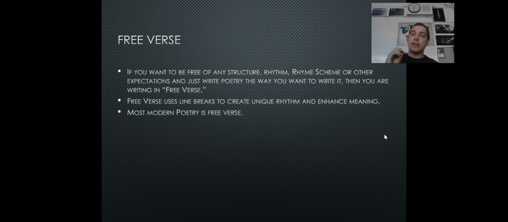It's mainly using line breaks to enhance the meaning, and the poet puts the line break at the end of whatever kind of thought they're trying to punctuate, right? And so the poetry is just broken up by different lines that have slightly different meaning. This is free verse, and by and large, this is what I see most of my students write in. I want to contrast this to the fixed forms. Free verse doesn't have any rules like the fixed forms do.